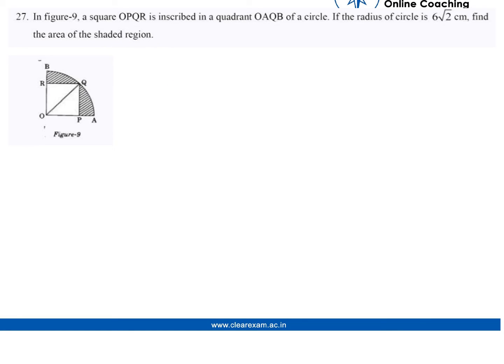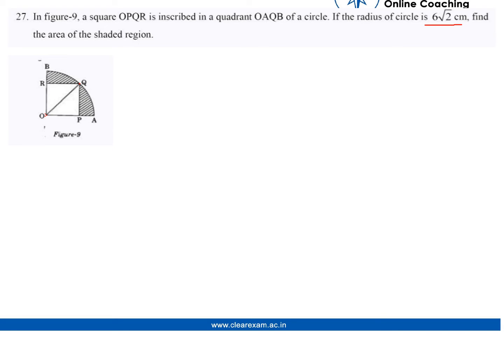So we know that O is the center of the circle and the radius given to us is 6 root 2. And a radius is any length from the center of the circle to the boundary of the circle. So OQ is also the radius, which is given to us as 6 root 2.